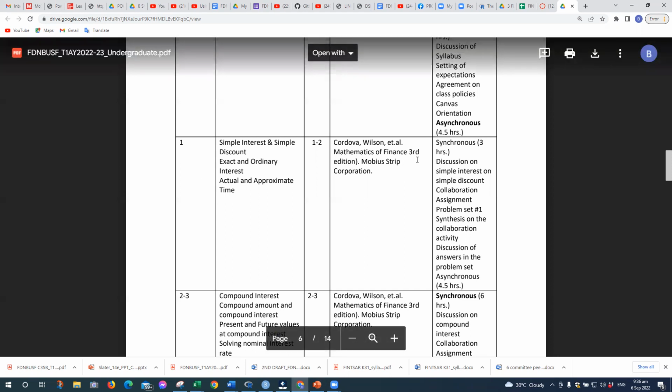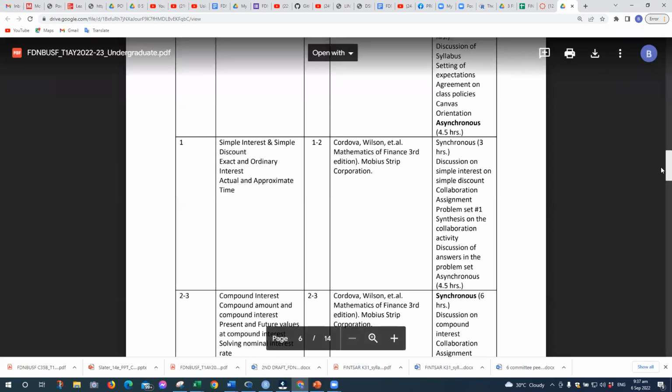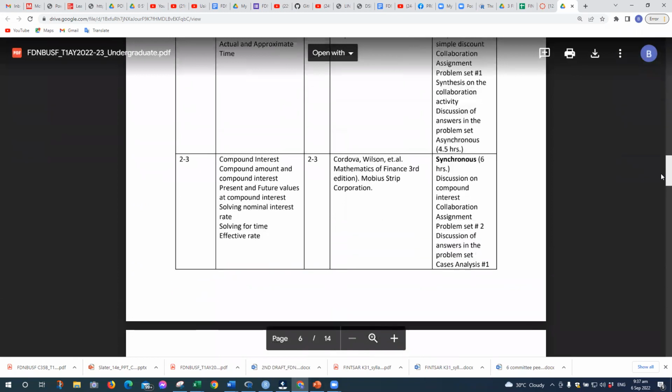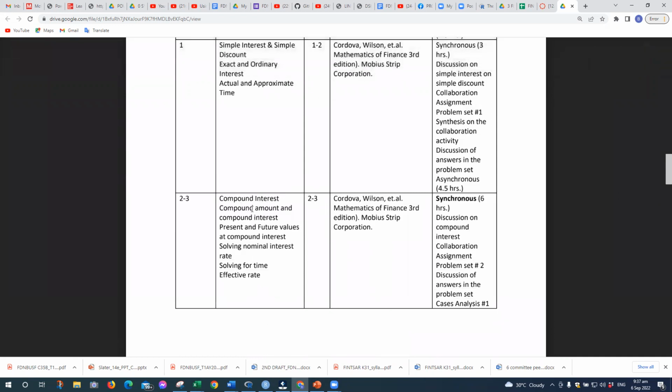Okay, so once again, class, this is a suggested and not really a required textbook. As I said, there are many references also on the internet that explain these topics very well. Okay, then we go to compound interest. Compound interest and compound amount. And then we're going to take a look at present and future values at compound interest.